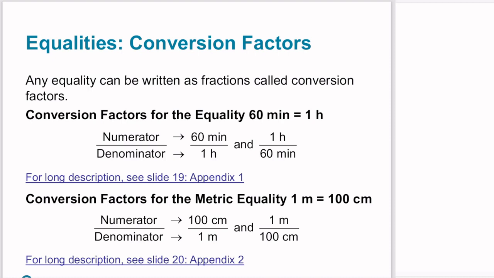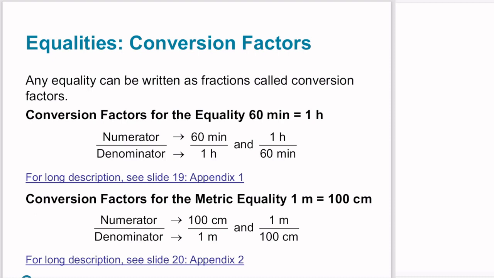For example, we know that 60 minutes is an hour, and 1 hour is equal to 60 minutes. So if we divide 60 minutes by 1 hour, we get 1. If we divide 1 hour by 60 minutes, we also get 1. So if we multiply a quantity by 60 minutes over an hour, we're multiplying it by essentially 1. We haven't changed the essence of that number.